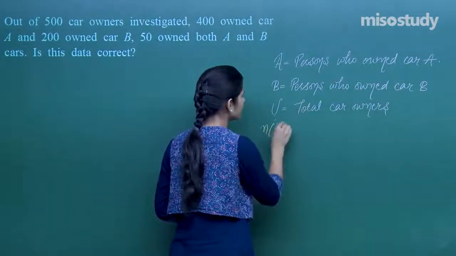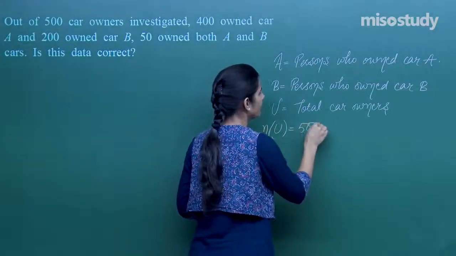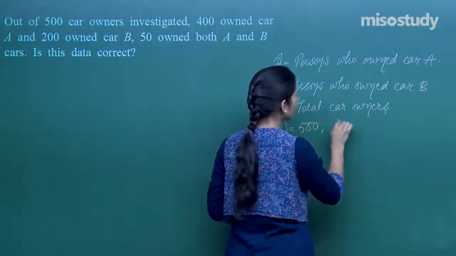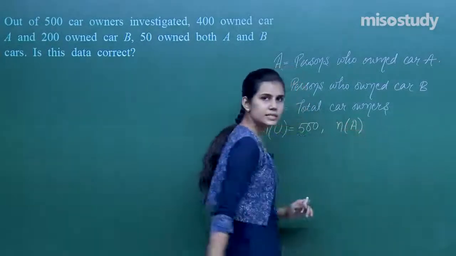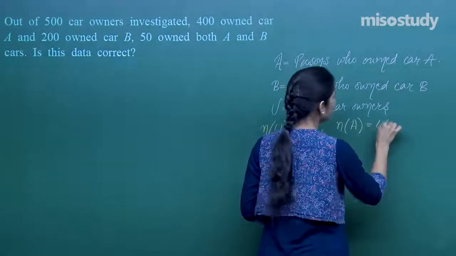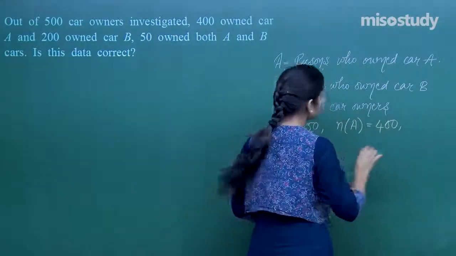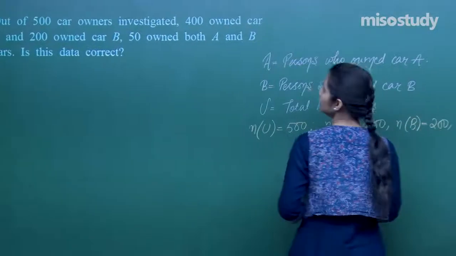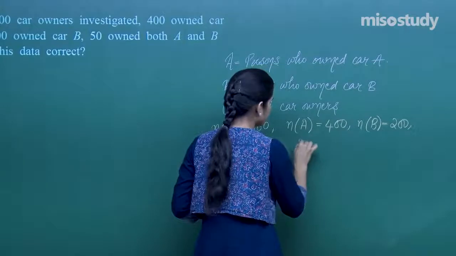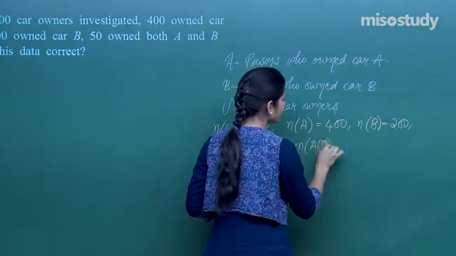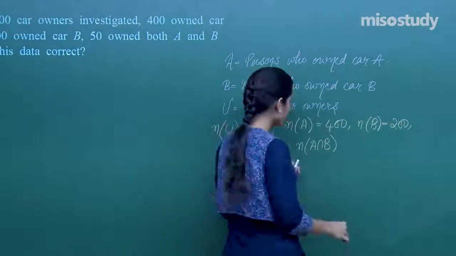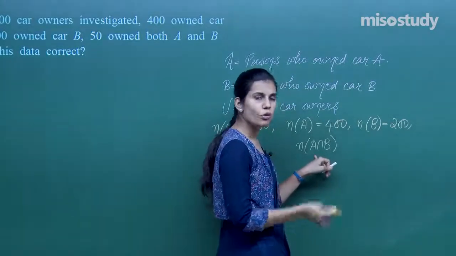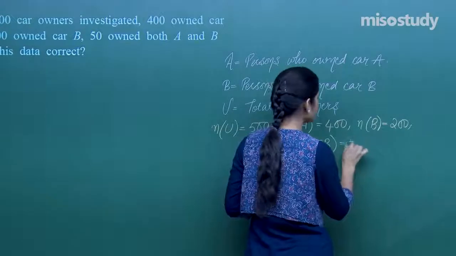That means the number of members in the universal set is 500. 400 owned car A. So persons who owned car A, that means the number of members in set A is 400. 200 owned car B, so the number of members in set B is 200. 50 owned both A and B. Both A and B means intersection of the two sets. The number of members in the intersection of two sets A and B gives me the number of those people who owned both car A and car B. This is given to be 50.